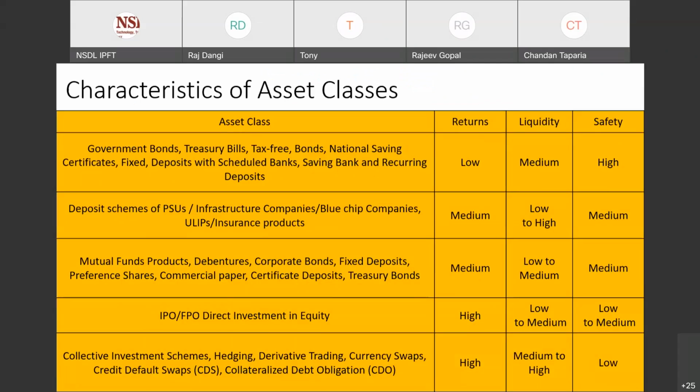When I put money into bonds, NSC, FD, savings bank or government bonds, my return is low, liquidity is medium, but safety is high. So if you are looking for more safety, you can go with these types of asset classes, but you need to understand that if you're looking for safety, your return will be lesser. Risk and reward go in tandem. If you're looking for high safety and lesser risk, definitely your reward will also be lesser.